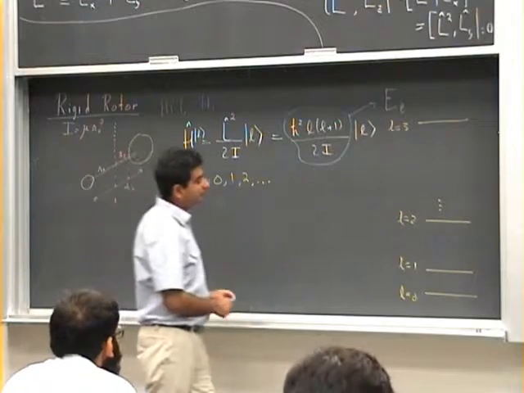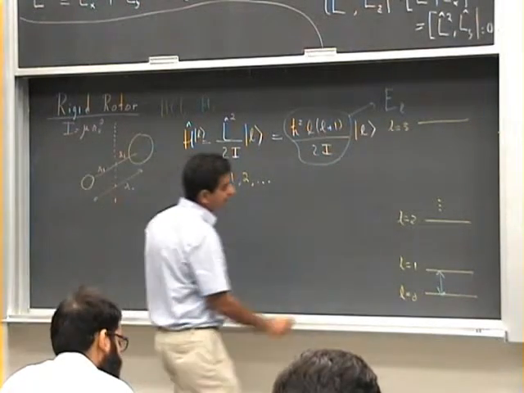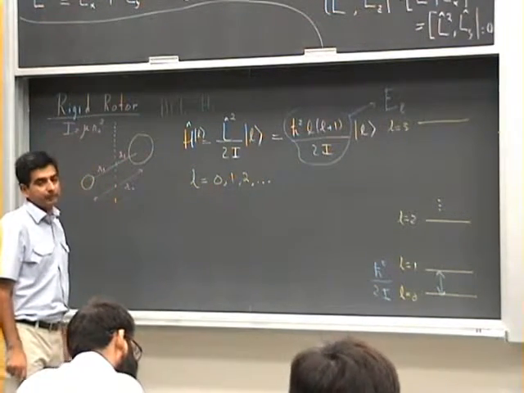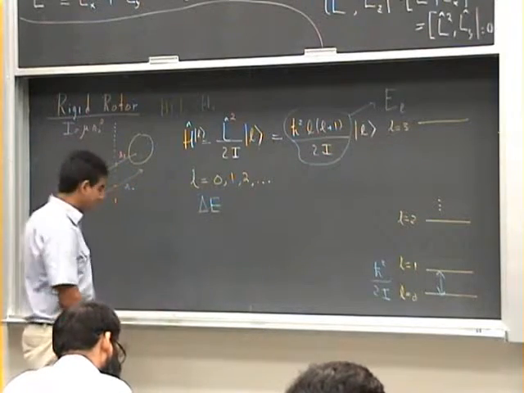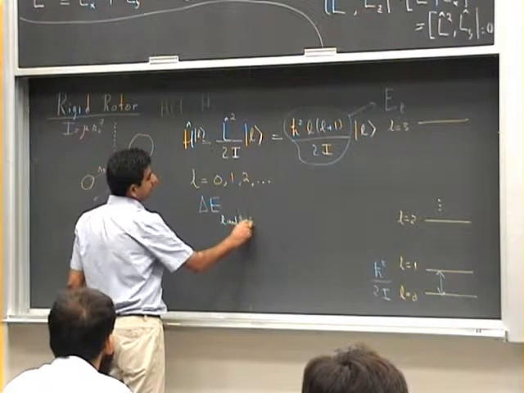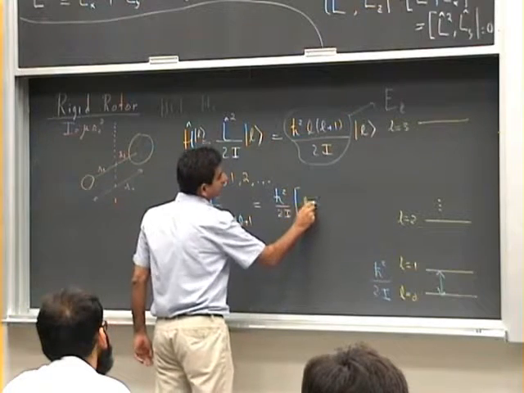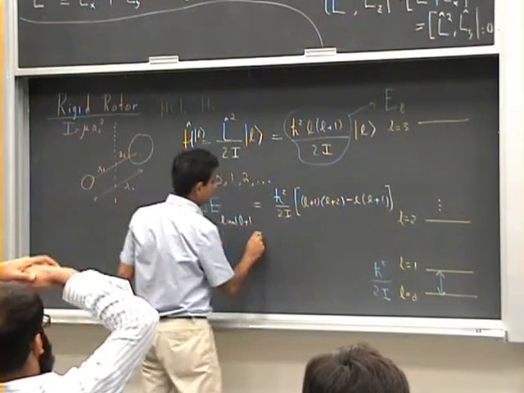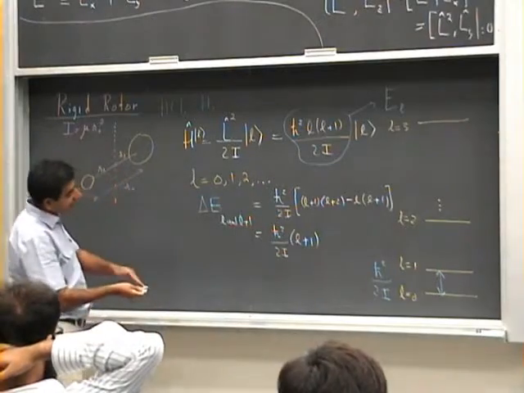Now, what is this difference equal to? This difference equals simply H bar square over 2I. In other words, you can compute the energy difference between two adjacent states. Delta E between L and L plus 1 is given by H bar square over 2I times (L plus 1)(L plus 2) minus L(L plus 1). This is H bar square over I times (L plus 1). So the energy spacing keeps on increasing with L.